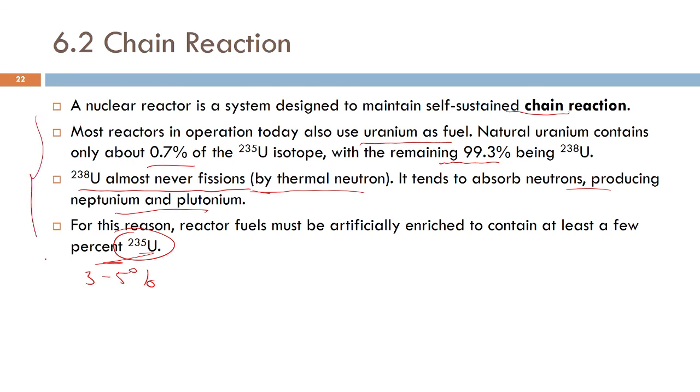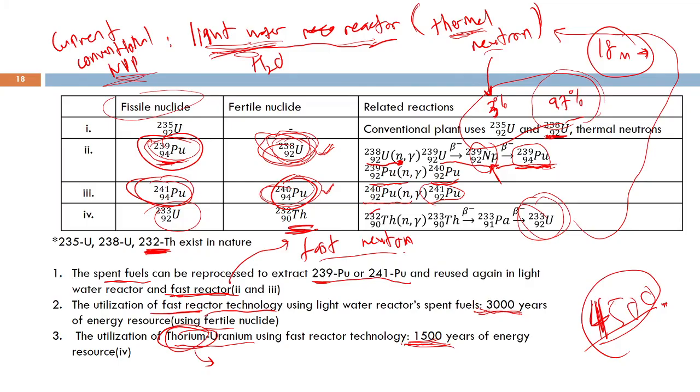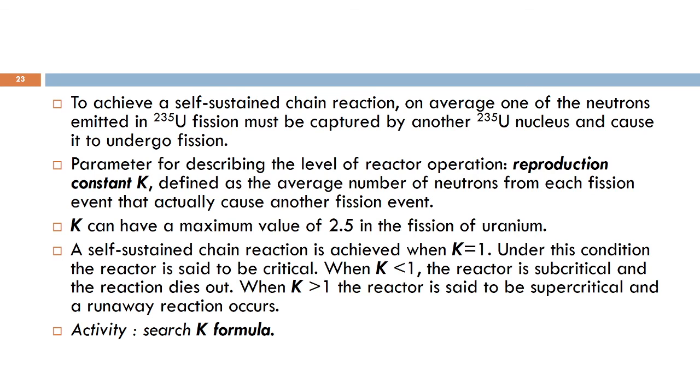This is the same explanation as this slide. To achieve self-sustained generation, on average, 1 neutron emitted in uranium-235 must be captured by another uranium-235 nucleus. The parameter for describing the level of reactor operation is called the reproduction constant. It is defined as the average number of neutrons from each fission event that actually cause another fission.